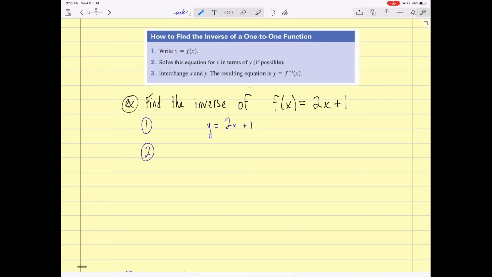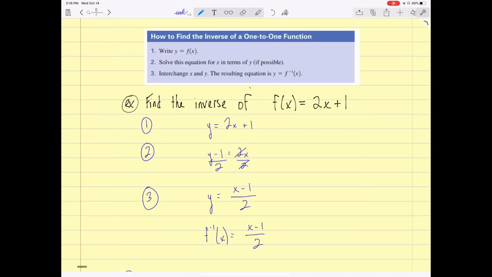Okay, well, let's subtract 1. So this would be y minus 1 equals 2x. Divide by 2. Okay, and now we're going to swap x and y. I'm actually going to switch sides too here. So I'm going to say y equals x minus 1 over 2. So f inverse of x is x minus 1 over 2. And if we were to plug f of x into f inverse of x, they would cancel everything but the x. So this is the inverse.